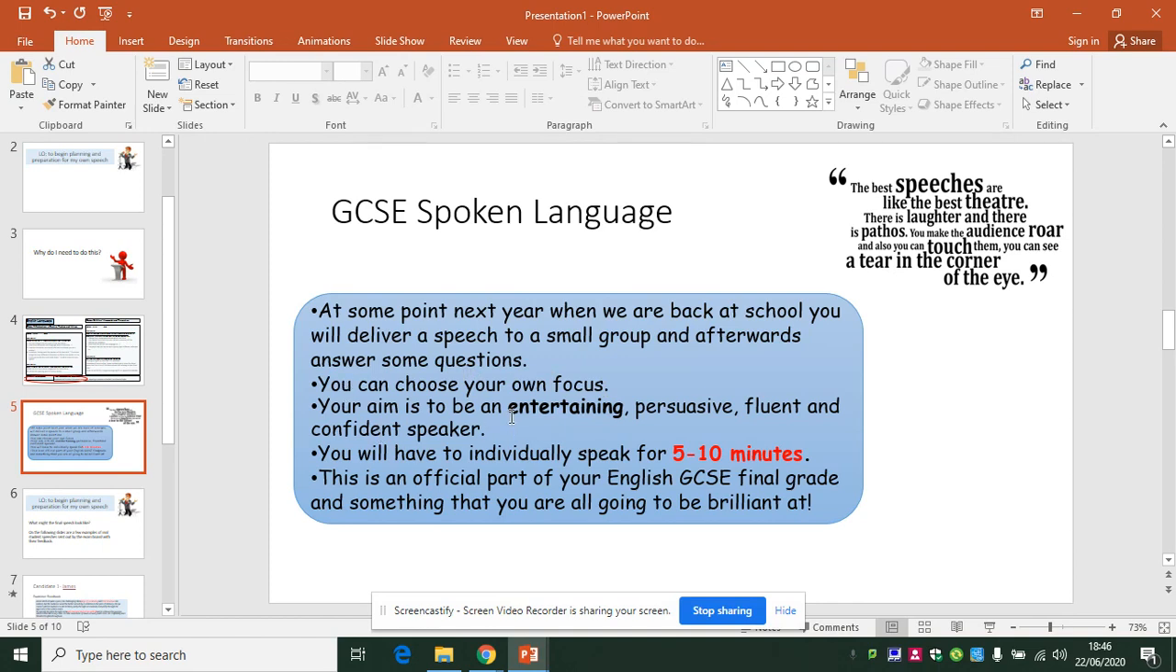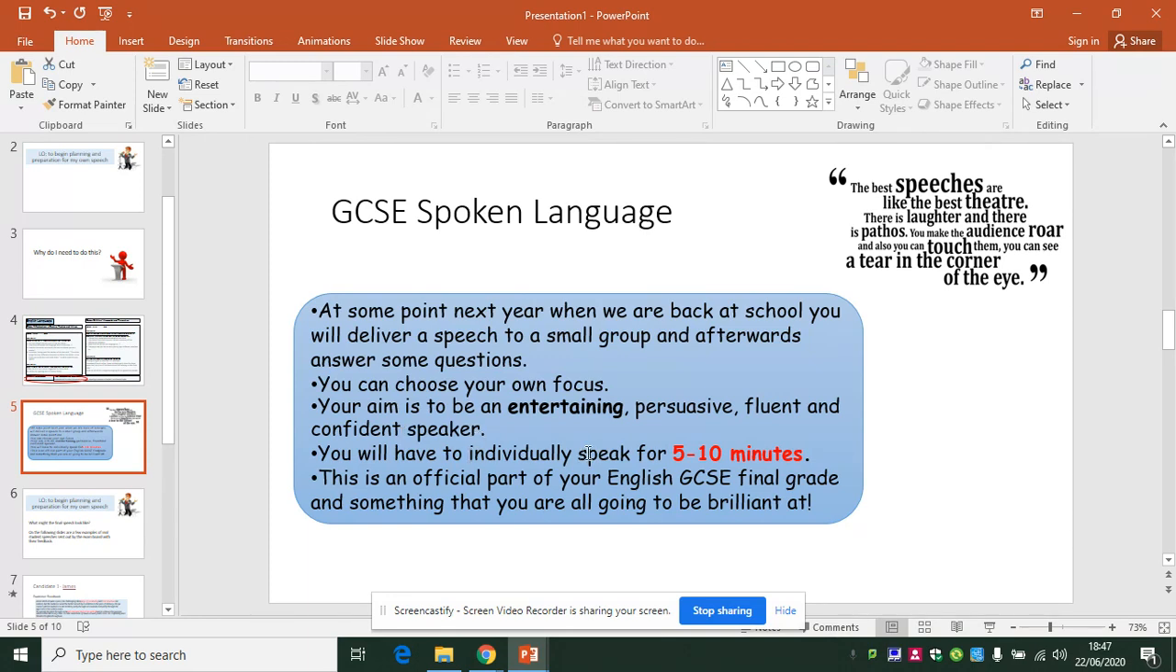The aim is to be entertaining. That doesn't mean stand-up comedy. You don't need to make people laugh. It just means you've got to engage your audience and make them a bit interested in what you're saying. You've got to be persuasive, so you've got to use ethos, logos, pathos. You've got to be fluent, so when you eventually deliver this, you'll have cue cards and you'll practice it and you'll know the speech a little bit. And you've got to try to be confident. Even if you don't feel it, you've got to try to project that you feel confident.